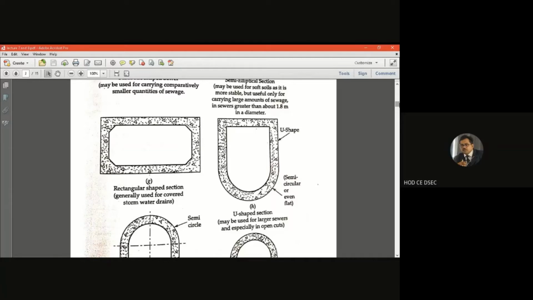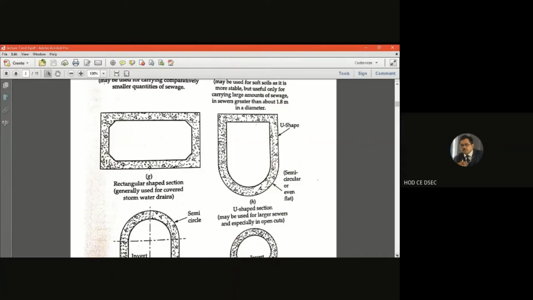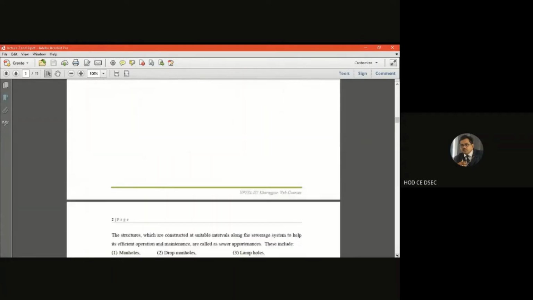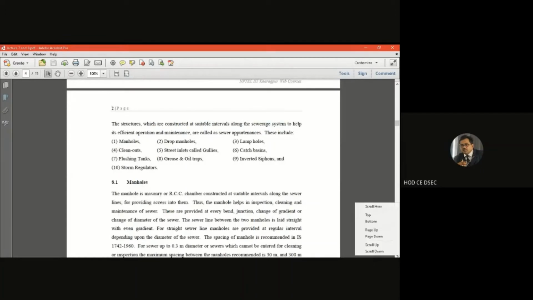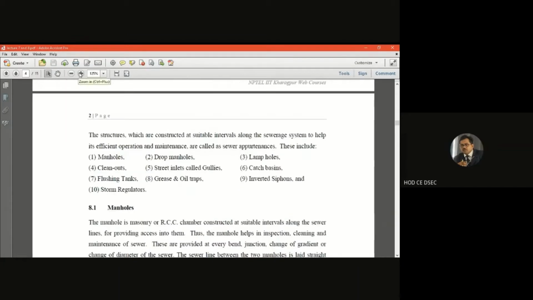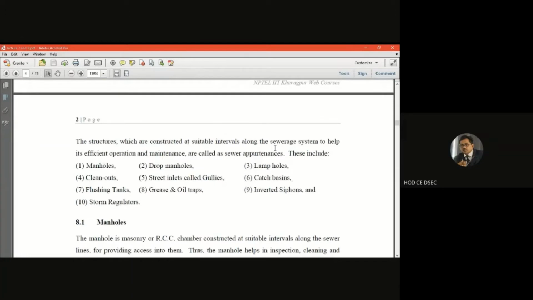Now, apart from the sewer, that is the pipe, the conveying system of different shapes which you have seen just now, we must account for the different, I must say, sewer appurtenances. What are the sewer appurtenances? Now these are the sewer appurtenances I must highlight to you. Let me zoom, then I'll be able to explain it. Yes, I think it is visible to all.